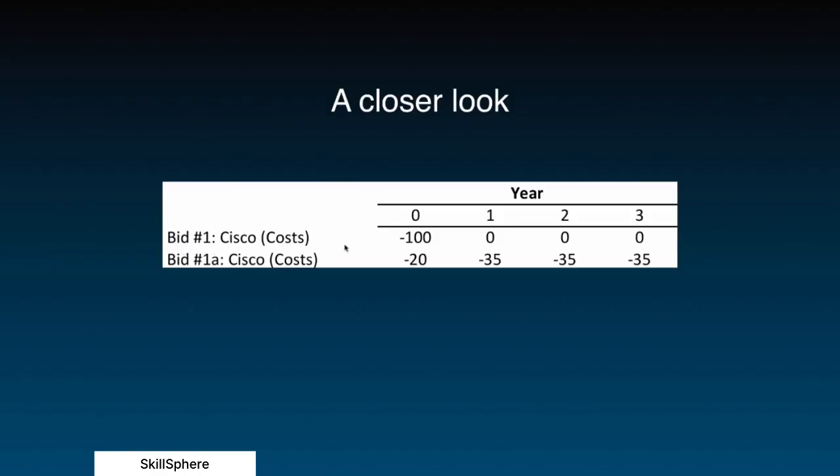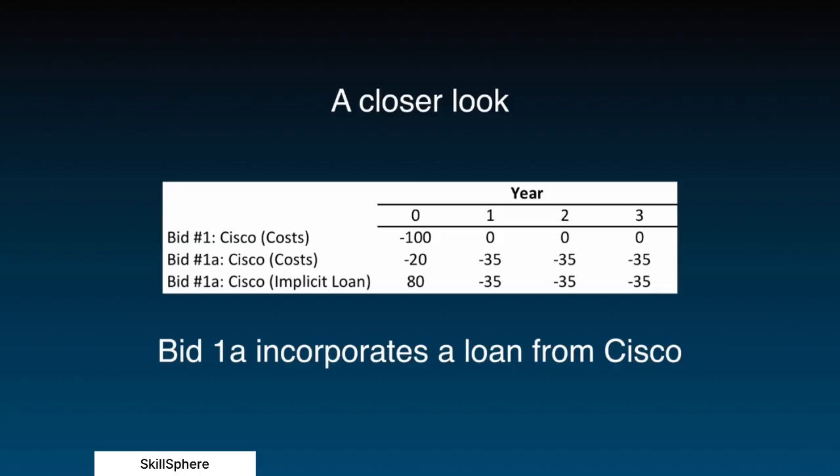Here's bid 1. Wharton's costs are $100 million, all up front. For bid 1A, Wharton's costs are only $20 million up front, but then $35 million every year thereafter. And so what bid 1A is doing is inserting a loan. Cisco's lending us money. In particular, they're lending us $80 million today in exchange for $35 million over the next 3 years.